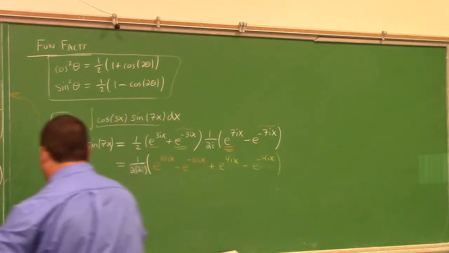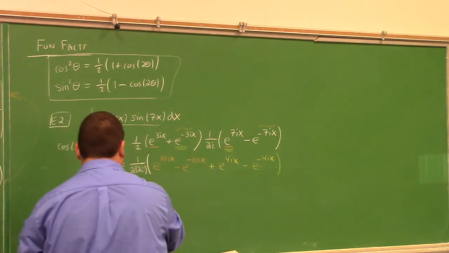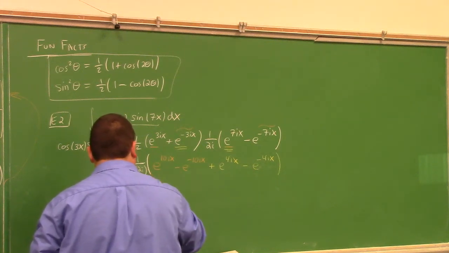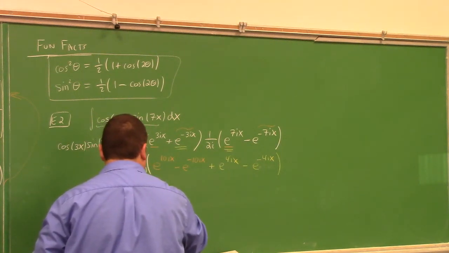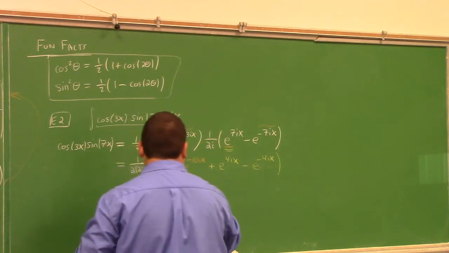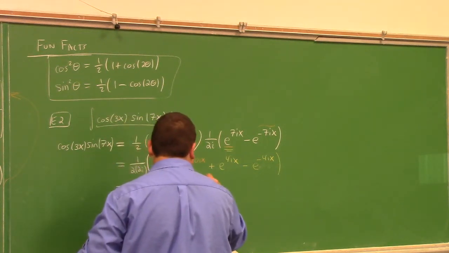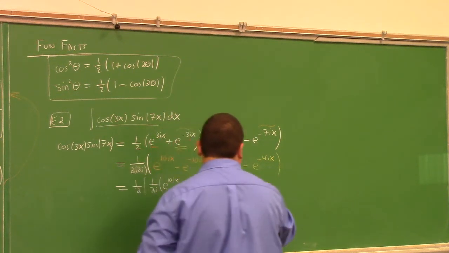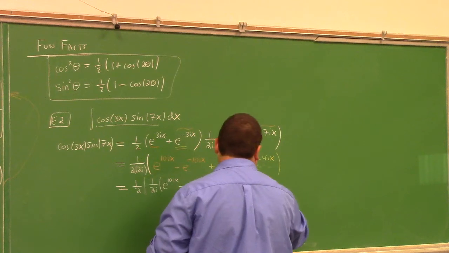I'll write one more step just to make it really more obvious. This is 1/2 of 1/2i times e to the 10ix minus e to the minus 10ix, plus 1/2 times e to the 4ix minus e to the minus 4ix.